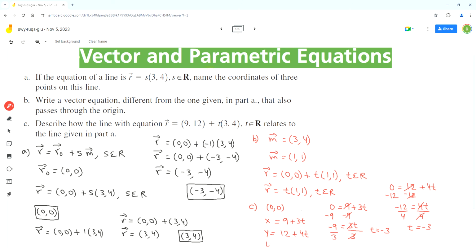The lines in part C and part A are the same. So this can be the final answer for part C. So these are the steps you have to keep in mind to solve a problem like this one.